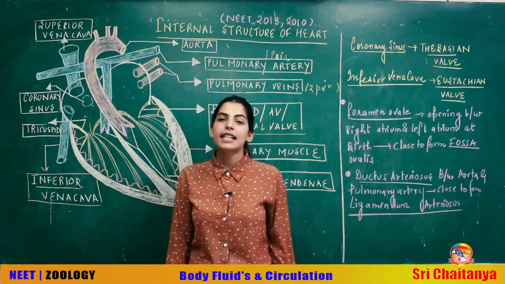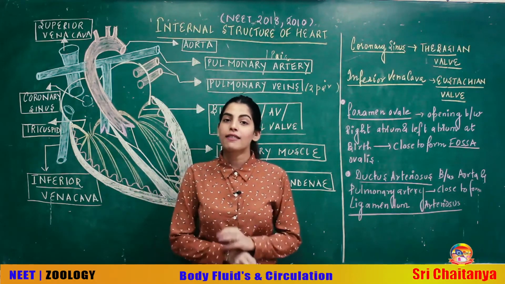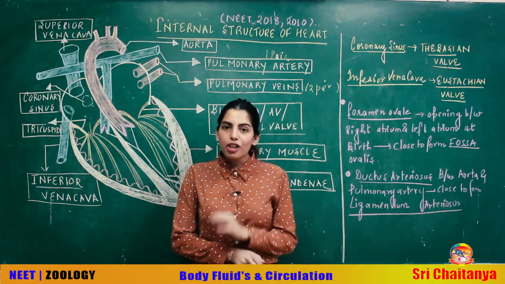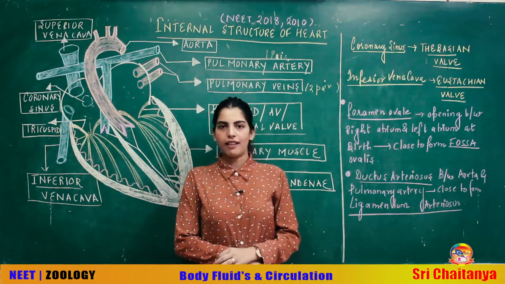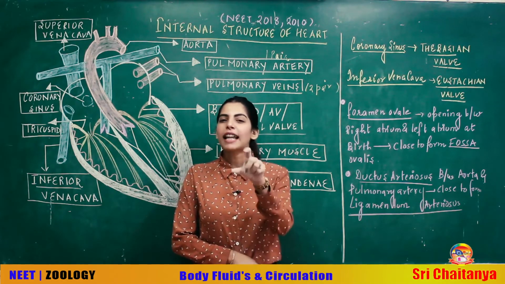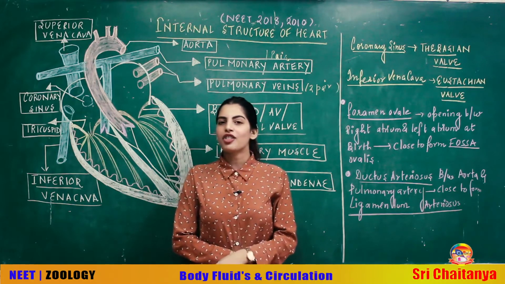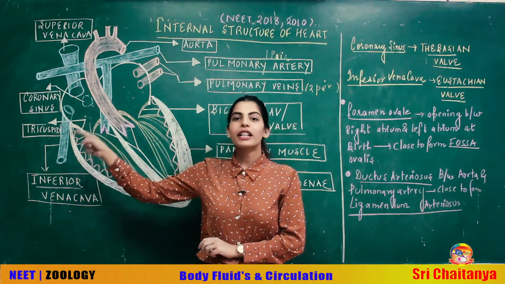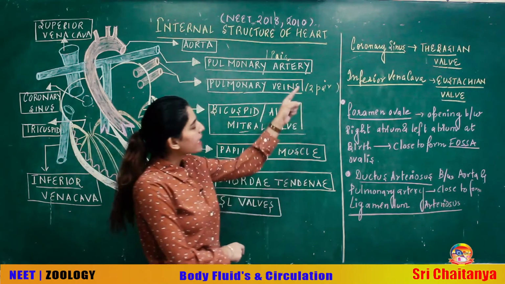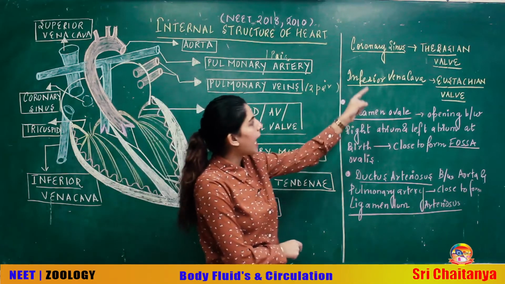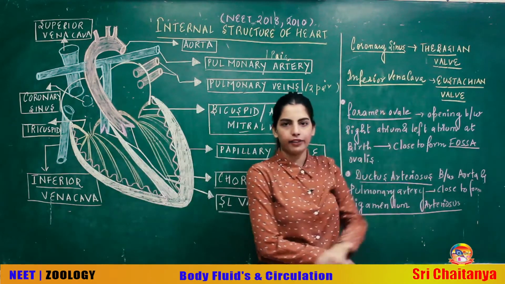But besides these valves, you have got some other valves as well, like the Thebesian valve and the Eustachian valve. So I have told you about a cavity, a sinus present in the right atrium. That's this, the coronary sinus. The coronary sinus has a valve called the Thebesian valve.